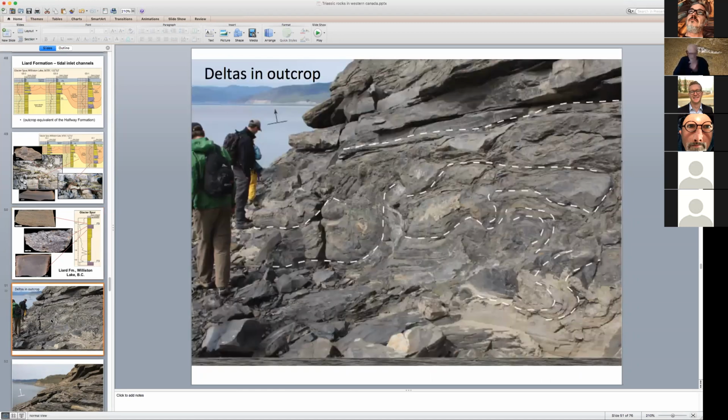And so how do we know they're deltas? Well, we see major evidences of sudden shifts in sedimentation. So the beds below me are actually concordant, deposited normally. The beds above this are deposited normally. But here we actually see major overturned beds within that succession.